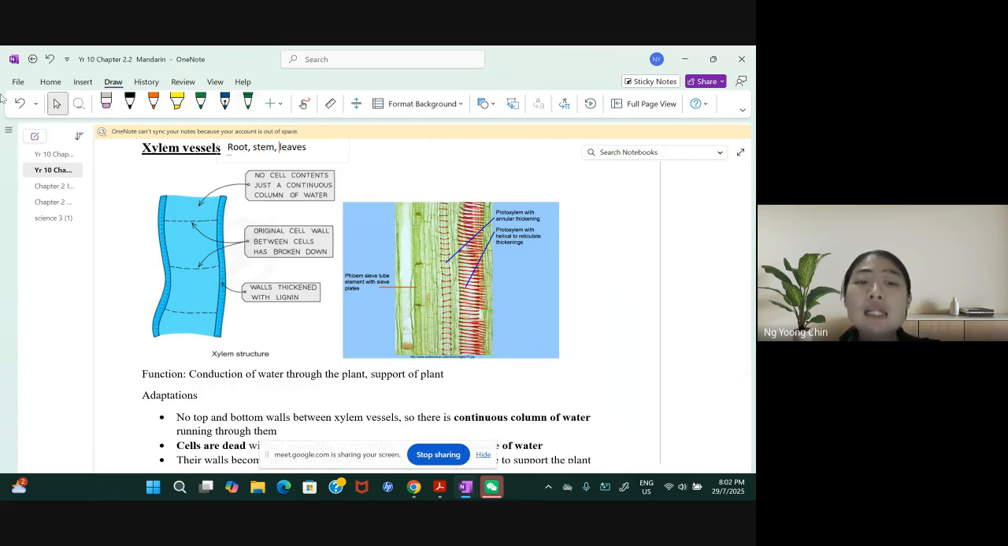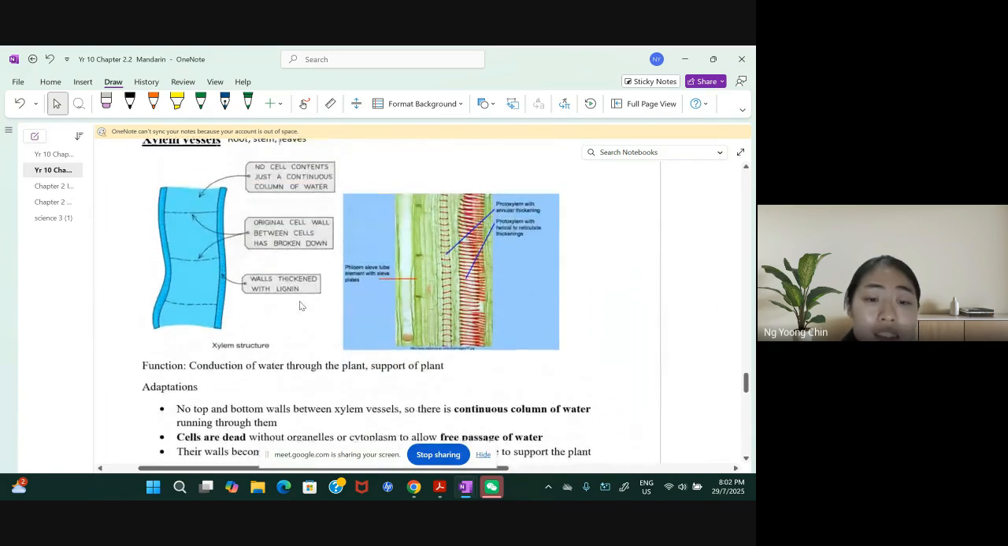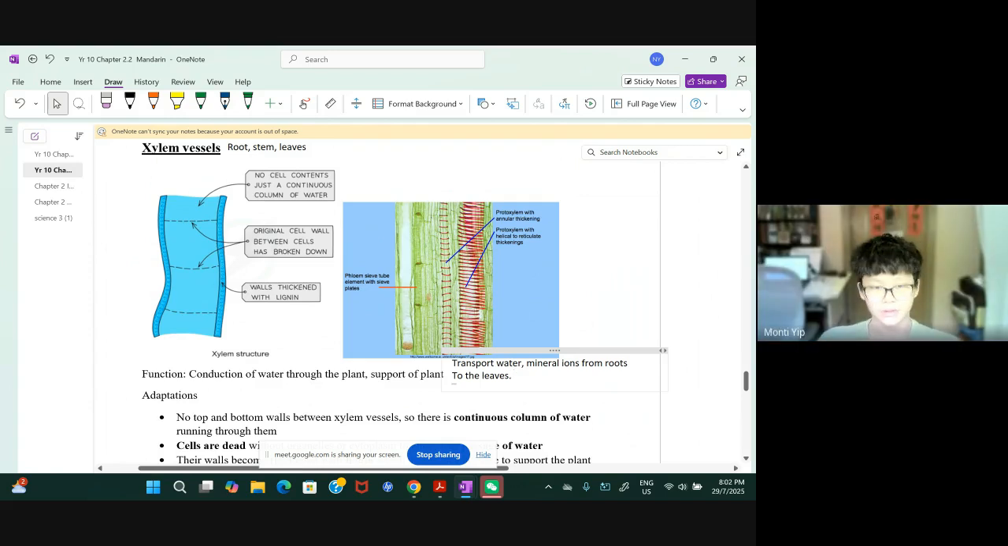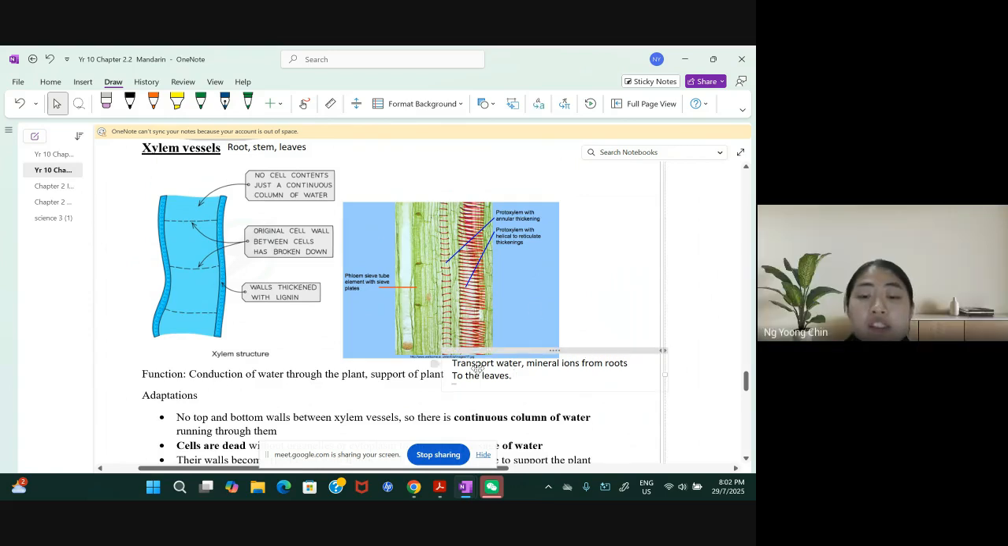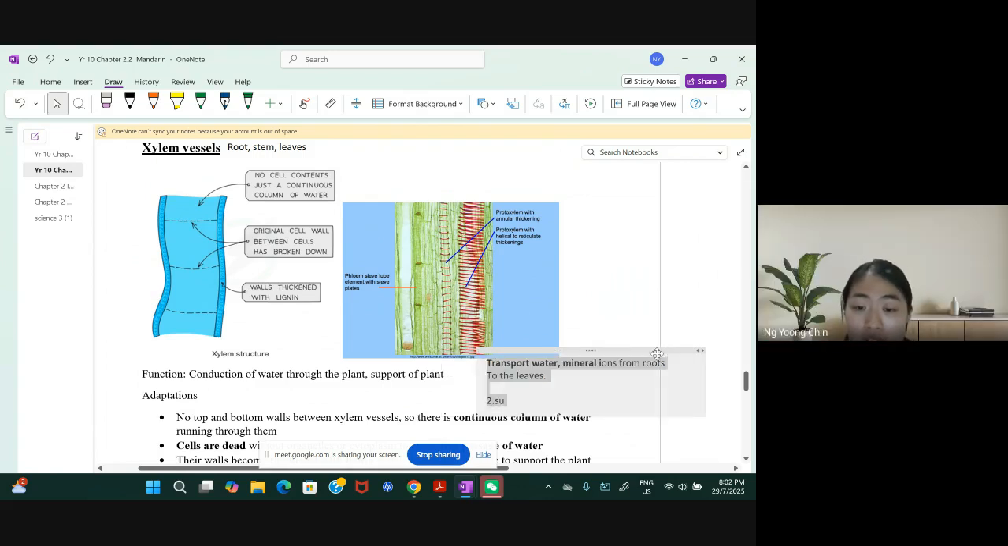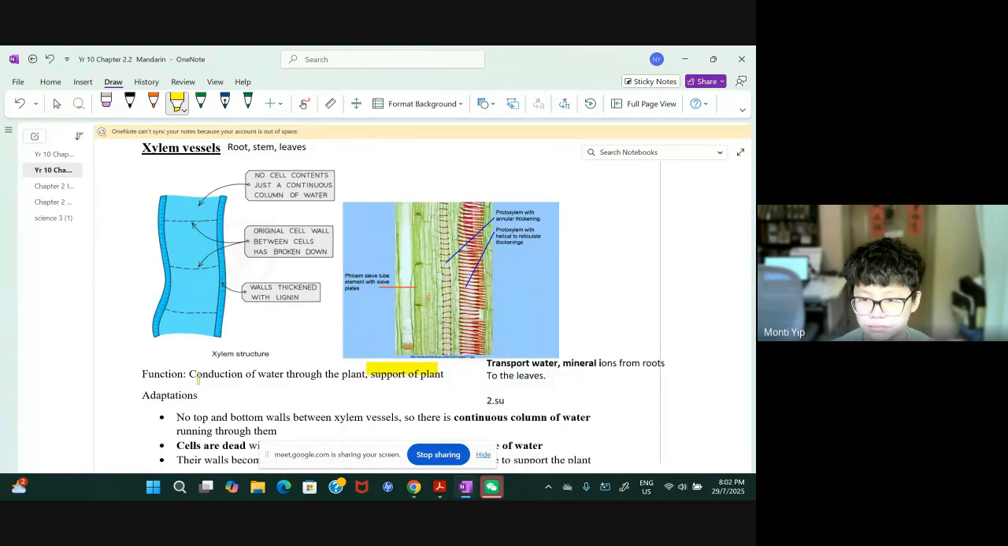So what's the function of the xylem vessel? Just remember that they help in the transportation of water and mineral ions. They just help to transport only. They transport the water and mineral ions from where to where? From the roots to the leaf. Just like a driver, they have to transport something. And secondly, they can provide support to the plants.